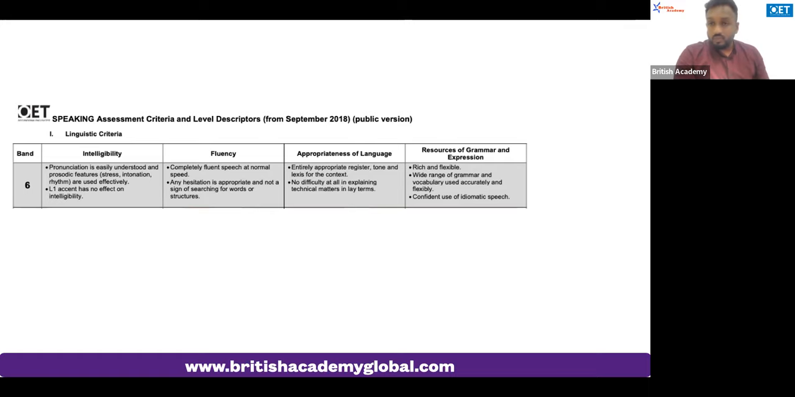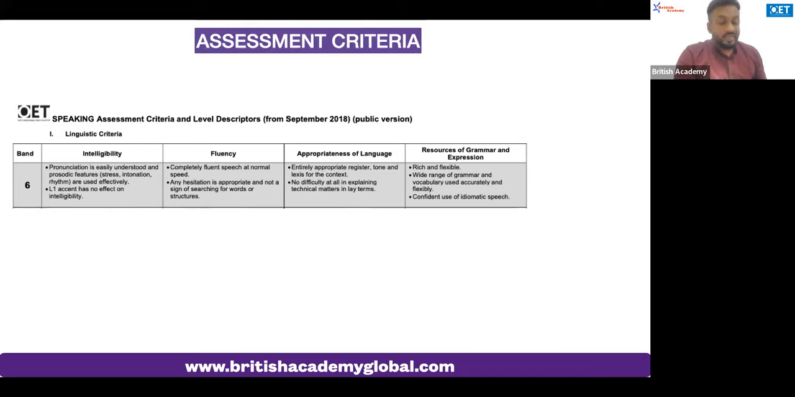Appropriate language, as I told you, make sure you're talking to a layman, a common man who may not understand medical terminology. Try to put it in simple words, which is required. And your grammar and expression need to be rich and flexible. A wide range of grammar and vocabulary should be used accurately. And you should be confident enough to speak. That's your assessment criteria in terms of linguistic.